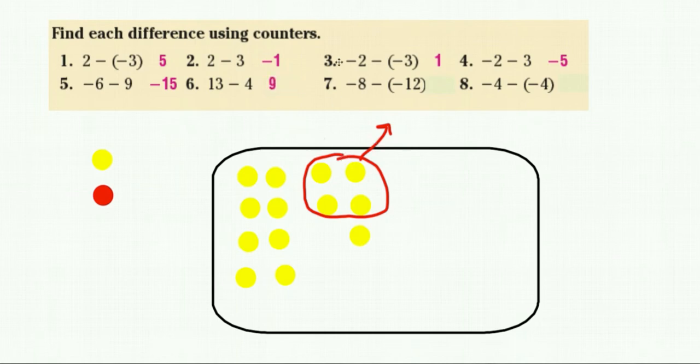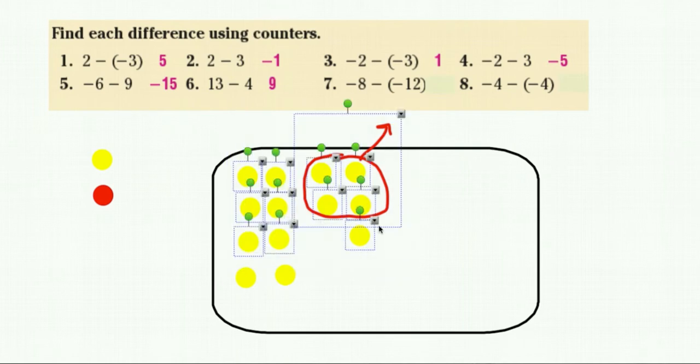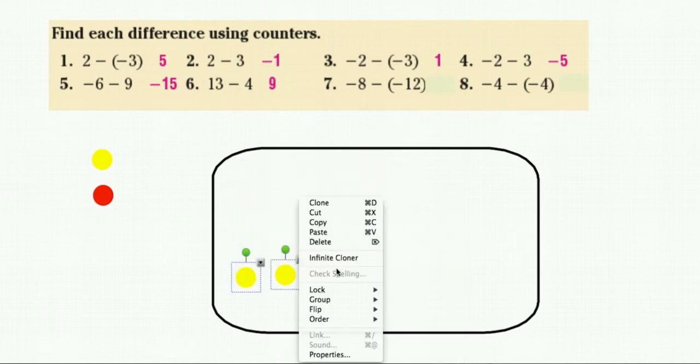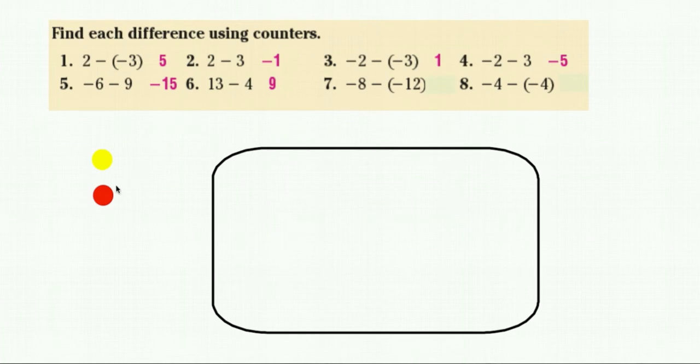Negative 8 minus negative 12. Let's do that, number 7. Negative 8 minus negative 12. Okay, so you have negative 8 counters: 5, 6, 7, 8. You want to subtract negative 12, so you want to subtract 12 red counters, but there are only 8 of them.